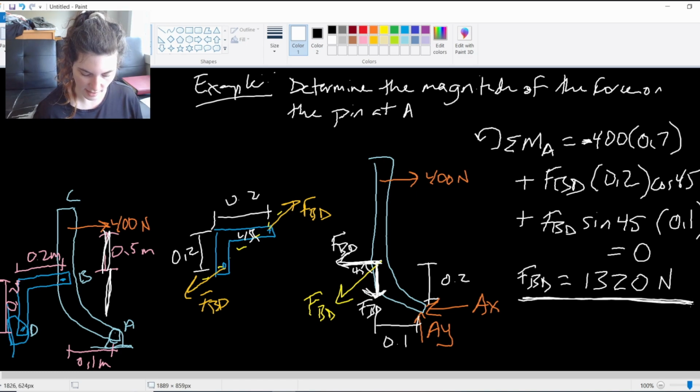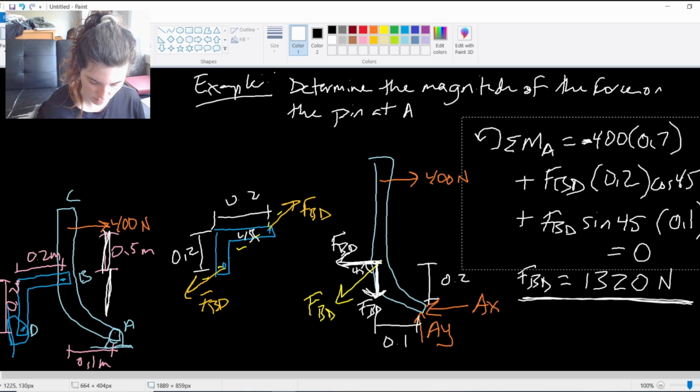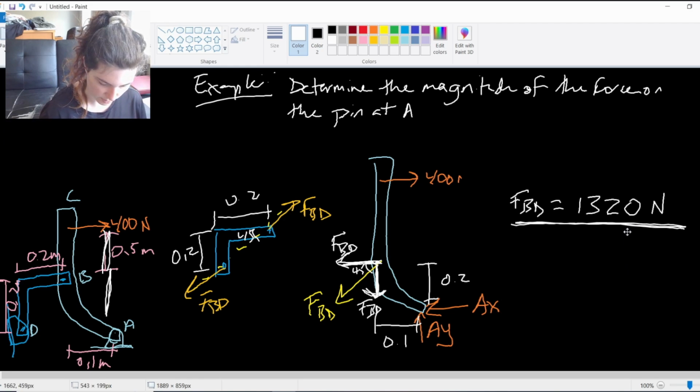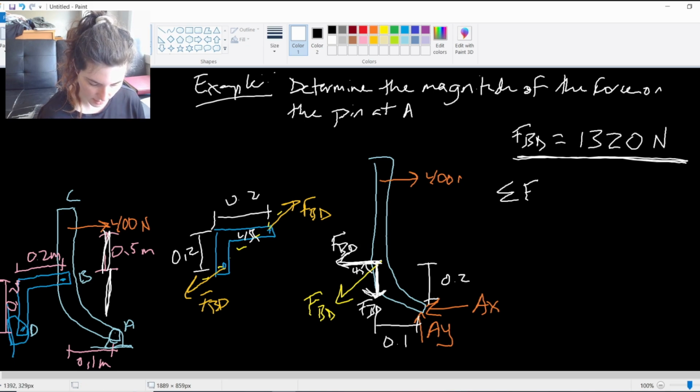So now that I have this FBD, I can set up my other two equilibrium equations and solve for AY and AX, since that's what it asked me for. The question never actually asked me for FBD, but I needed that in order to find AY and AX. So I'm going to go ahead and move you up here for reference. Okay. So I can do my X or Y. It doesn't matter. You can do whichever you prefer first. I'm going to go ahead and do my Y equations first.